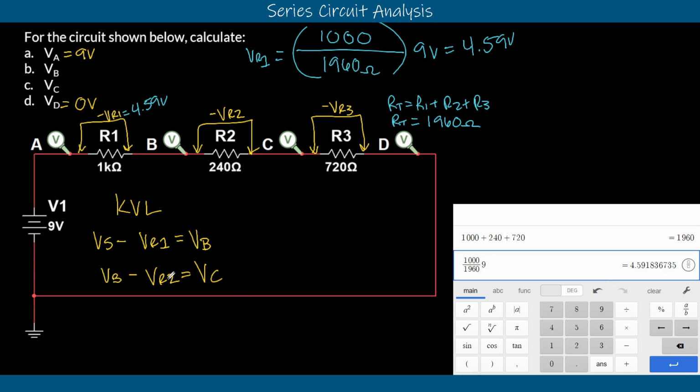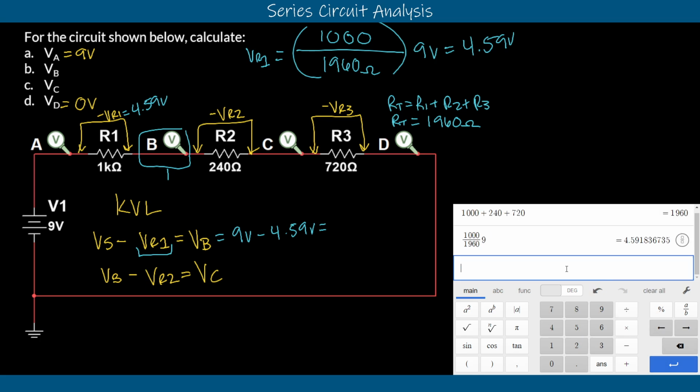Okay, so now we can apply KVL, our first KVL thing. We now found out VR1, we know the voltage source. So we can say that we have 9 volts minus 4.59 volts, what we lost across that first resistor, and that's going to give us our VB location. So we started with 9, we lost 4.59, and now we have 4.41 left. This is 4.41 volts, right?